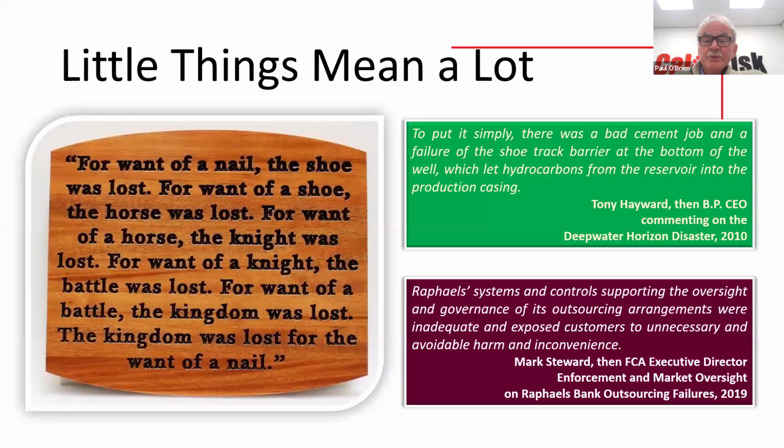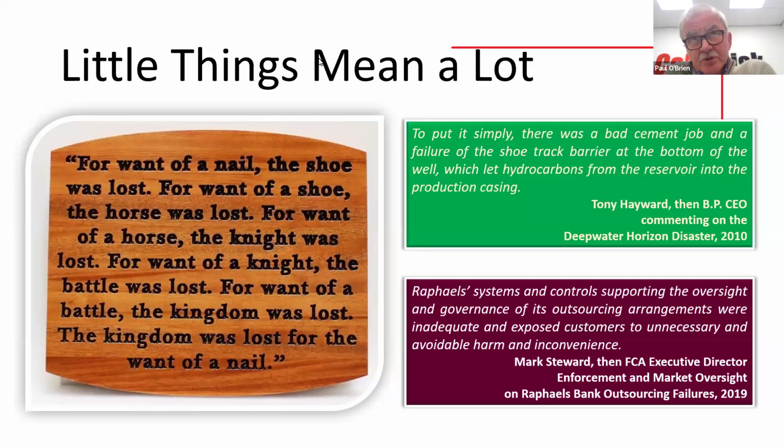I put two others up here. Again, some of you will remember the Deepwater Horizon disaster in the Gulf of Mexico with BP. The cost to mitigate there is currently, and it's still going on, over $30 billion. And if you look at the note, it's just a bad cement job at the beginning of the process. It was a process.